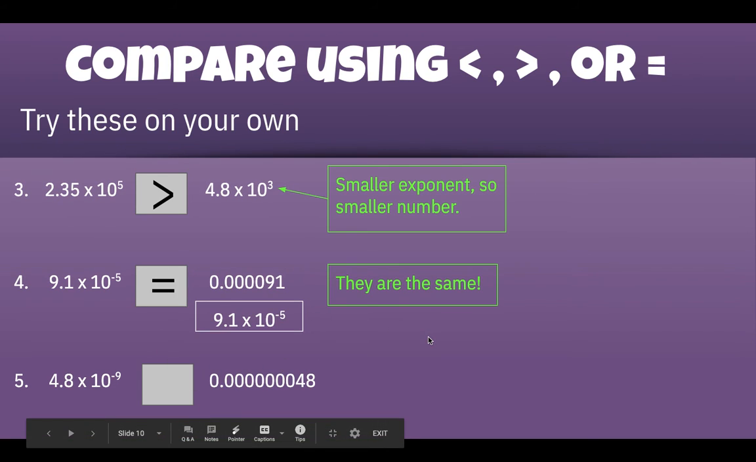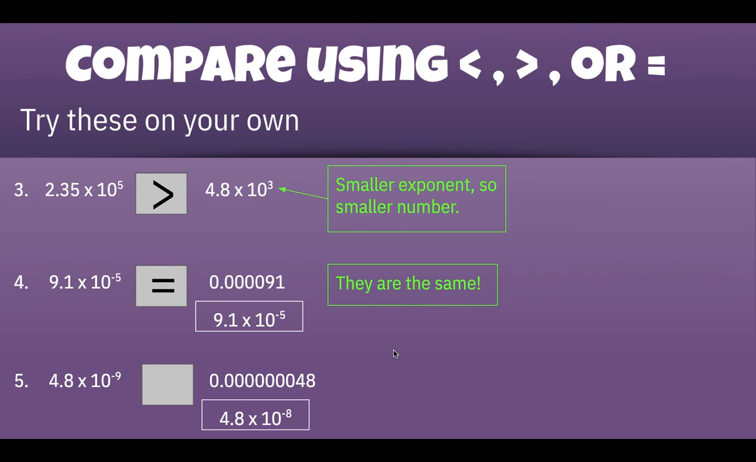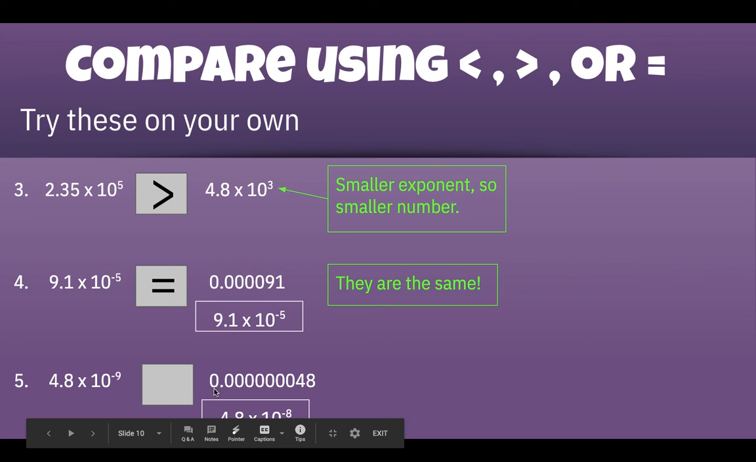In our last example, 4.8 times 10 to the negative 9th, we have to compare it with 0.00000048. So let's convert this number into scientific notation. When we do that, we want our decimal to fall between the 4 and the 8, and we're going to count it 1, 2, 3, 4, 5, 6, 7, 8 places. So the scientific notation would be 4.8 times 10 to the negative 8th. The reason why it's negative 8 is because it's a small number. The ones place is a 0.